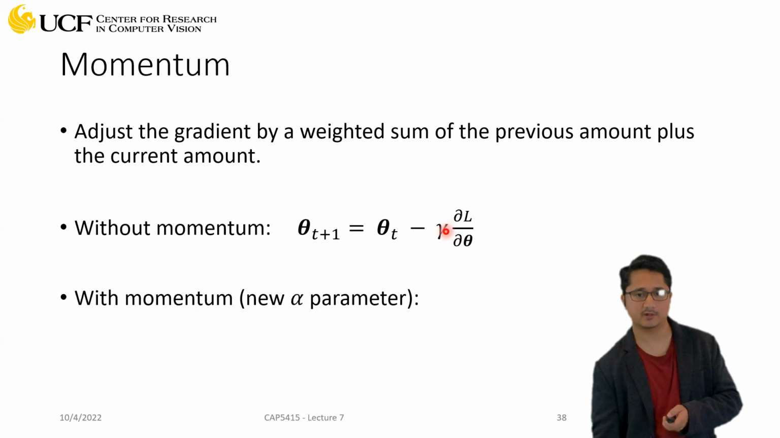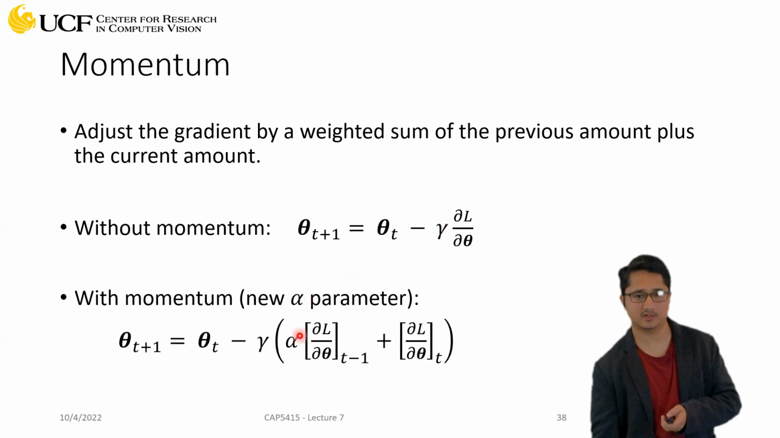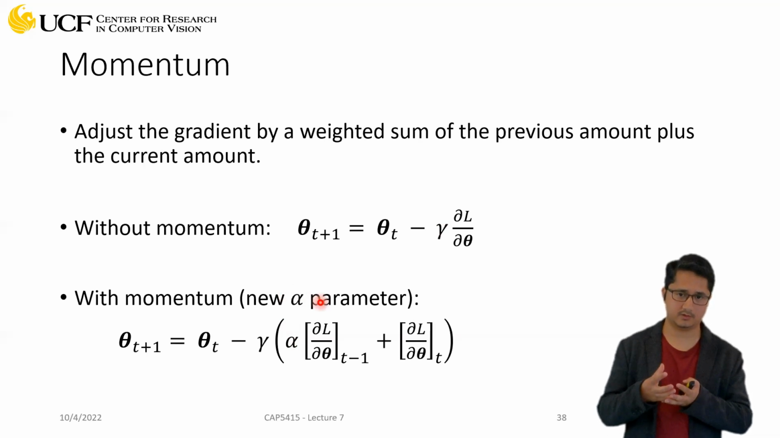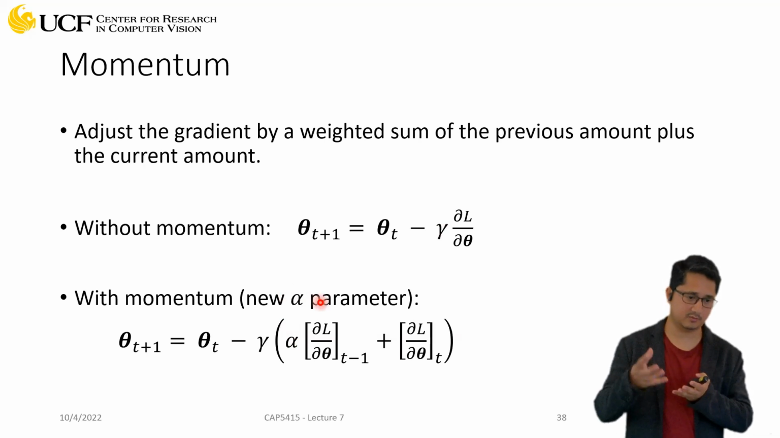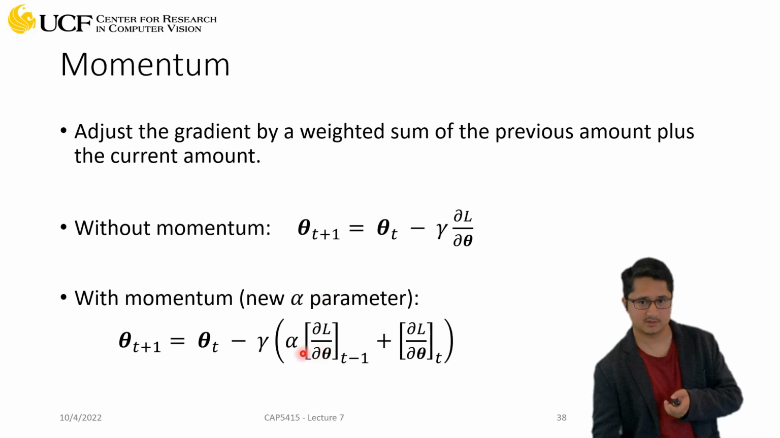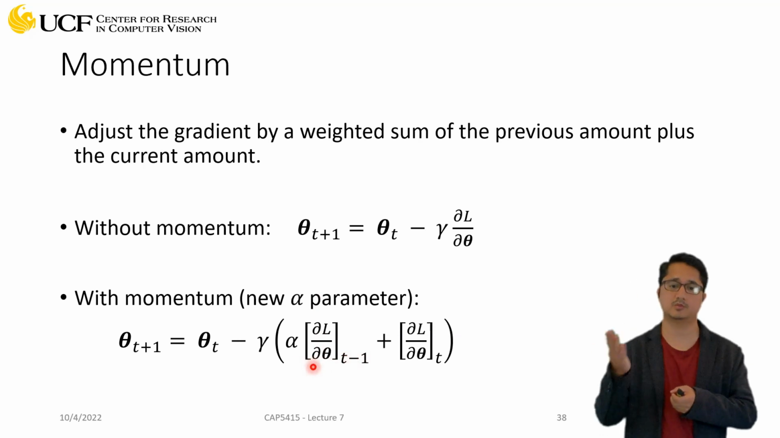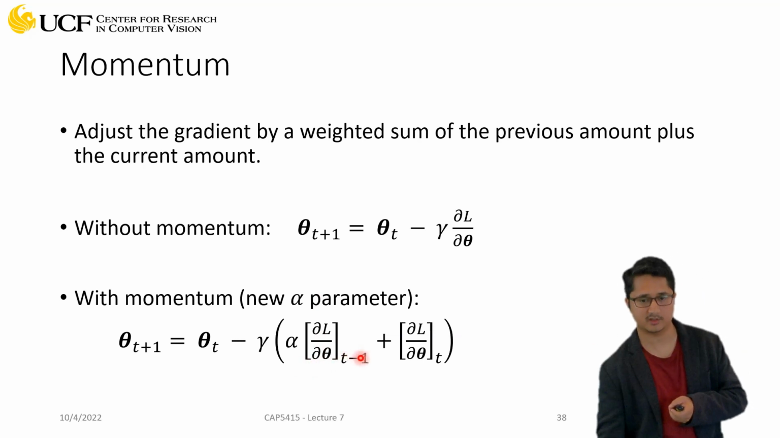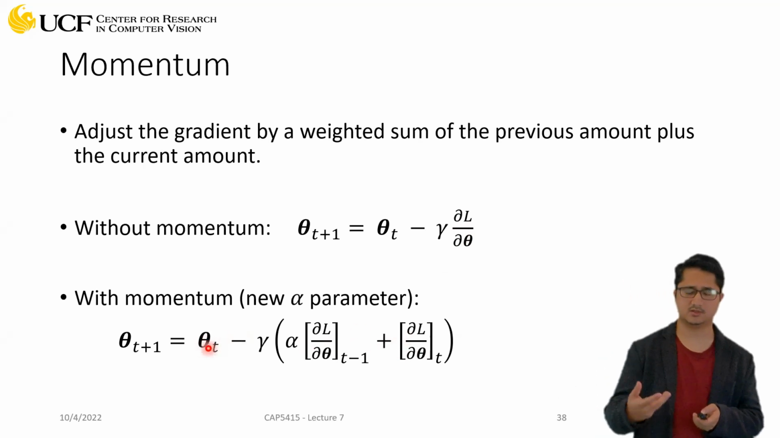In momentum, you will have an additional parameter, let's say alpha, which tells you how much of the information you should use from the previous step. This partial derivative is the direction from the previous step, t minus 1 here, and you weight that with alpha. And then again, this is the derivative, same thing for the current location. So then you will make this step. This is called using momentum.